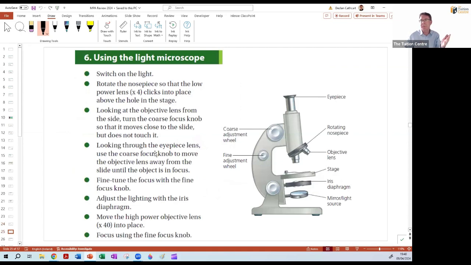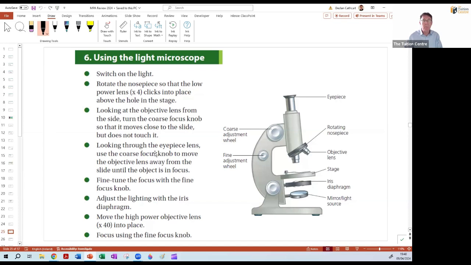Light microscope, not going to go through all the different parts. Well, actually, you know what? Tell me about the eyepiece. What's the eyepiece for? Answers in the chat box, please, folks. What is the eyepiece for?